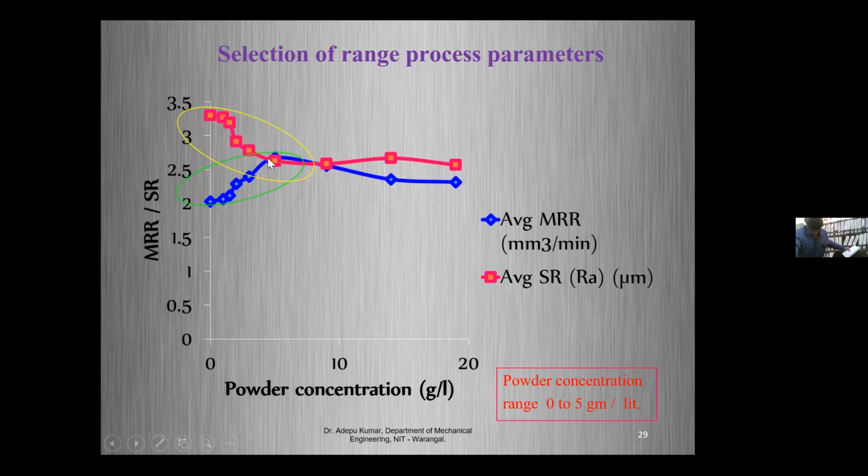So by taking the SEM pictures, you can understand that if you add the powder at less than 5 grams per liter, the depth of the crater is low. That's why the surface roughness is lower. Like that, you can do the analysis of each and every stage, so that you can make a paper.